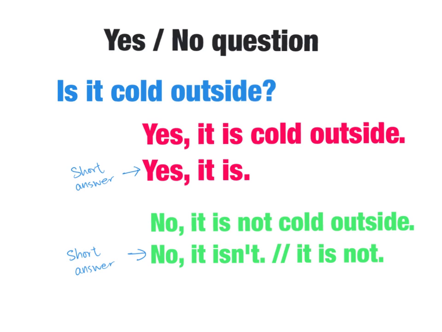Okay, when we answer yes-no questions, we can use a long version or a short version. For the long answer, you will answer yes and then the complete sentence with the subject, the verb, and the rest of the sentence. Or no, the subject, the verb, and the rest of the sentence. Okay, this is the long answer. But you can also use a short answer. You can give a short answer, just simply saying yes or no, and then the subject and the verb: yes, it is. Or no, it isn't. Okay?